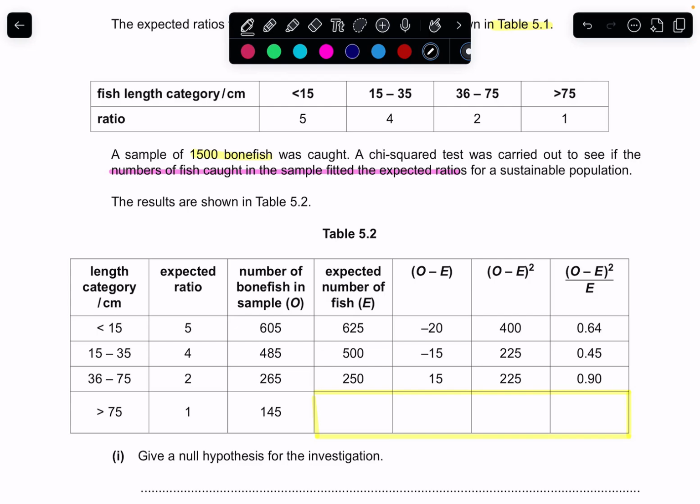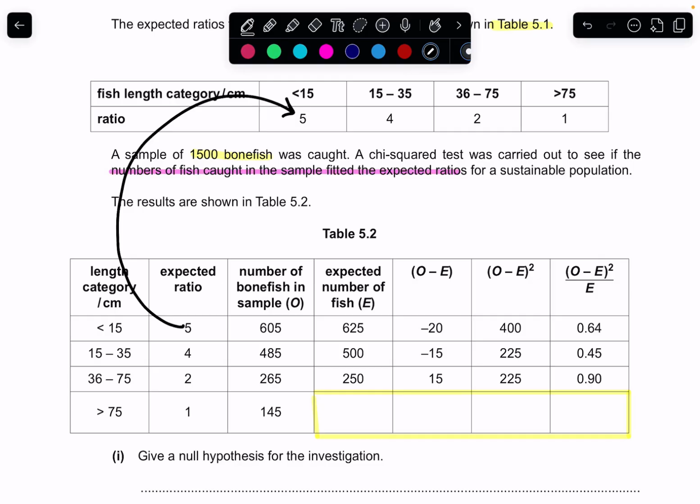It says length category less than 15. Notice your expected ratio actually came from table 5.1. So look at all of your expected ratios. It goes 5, 4, 2, 1. Same thing with our ratios from our previous table, which was 5.1. Then you get to expected number of fish. That's capital E.